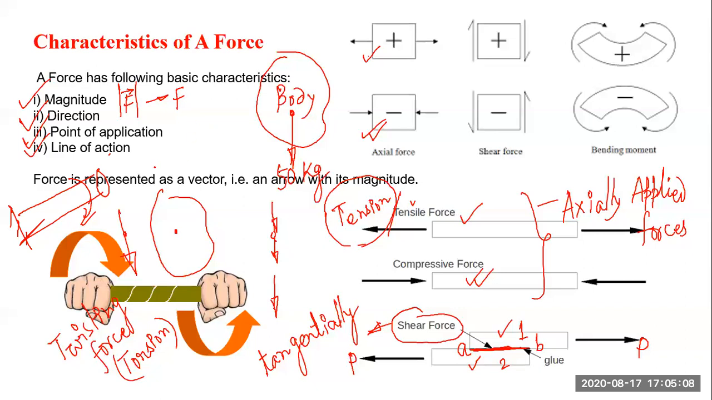Or take the bar, don't fix it at any point. Try to rotate one end in a clockwise direction, and the other end in an anti-clockwise direction, or vice versa. These types of forces are called twisting forces, or torsion.